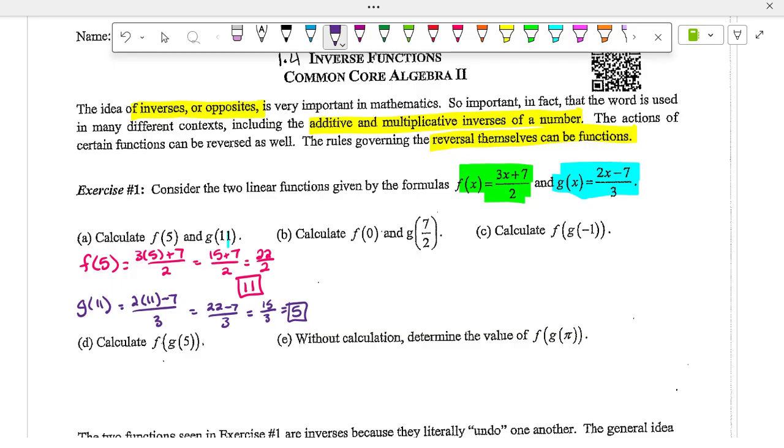So you're just evaluating f of 5 and g of 11. There's no other operation between the two. You're evaluating them separately. They do not cross.